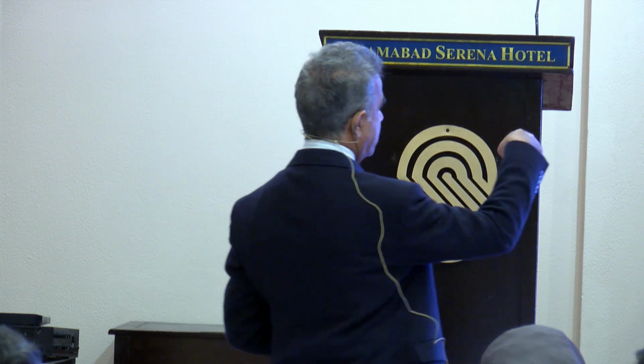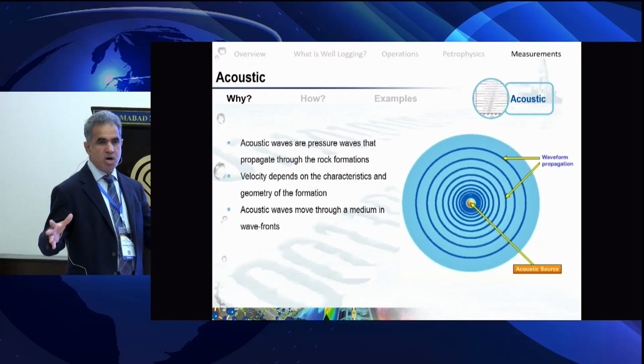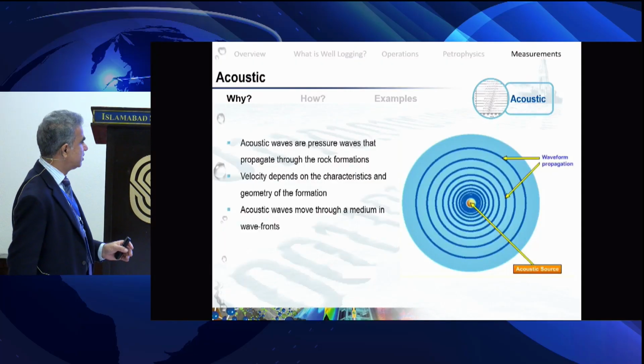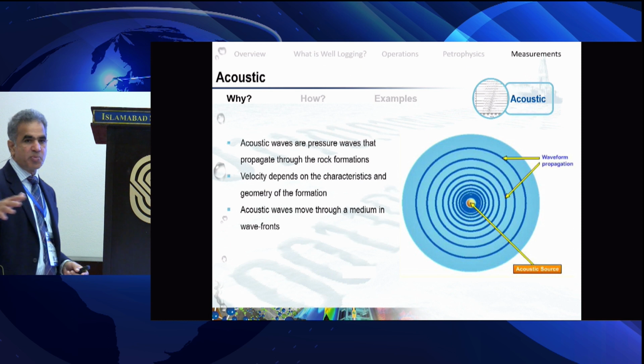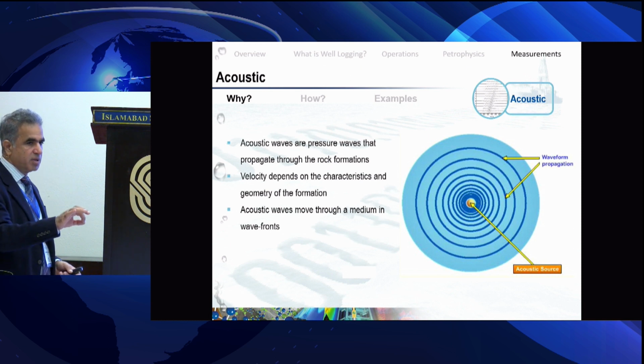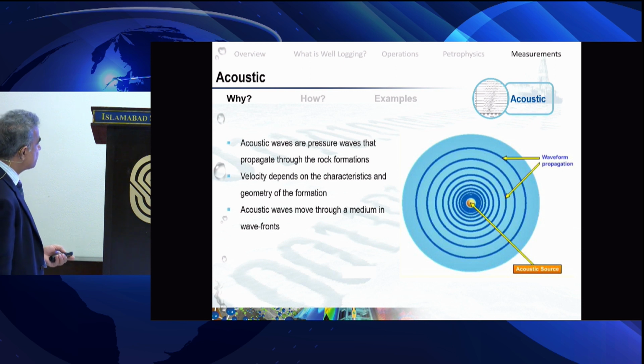So acoustic waves are pressure waves that propagate through the rock formation. They are mono or dipole, different sources. But this is an acoustic source in the middle, and then you have different waves. So this is basically how the waves propagate, like when you throw a pebble into the water and it radiates out. This is how it goes.